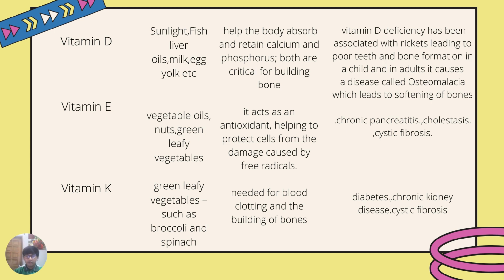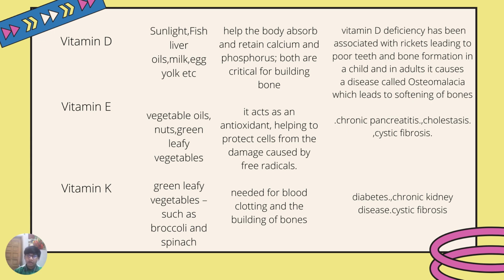Now, vitamin E, which can be gained from vegetable oils, nuts, green leafy vegetables, etc. Its function is that it acts as an antioxidant, helping to protect cells from damage caused by free radicals. Now, its deficiency disease is that it may cause chronic pancreatitis and cystic fibrosis.